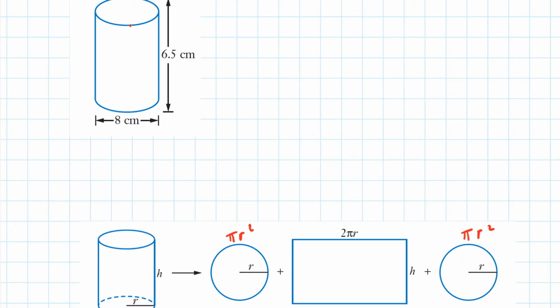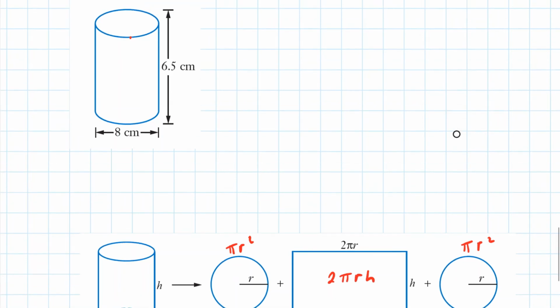This is a rectangle, so if we multiply them, we get 2 pi r times h, which is 2 pi r h. So putting this all together, the surface area of a cylinder is pi r squared and pi r squared. I'm going to put these two together as 2 pi r squared, because there are two circles, one on top, one on bottom. Then the rectangular part, which we said is 2 pi r h. And there we have our surface area formula.